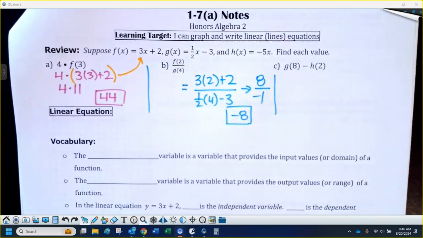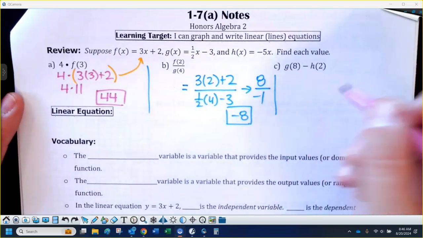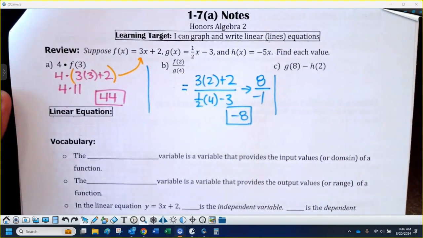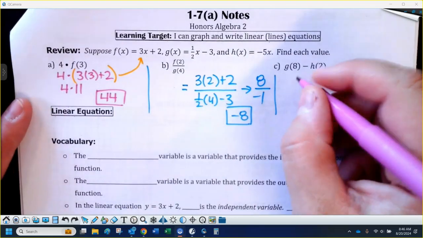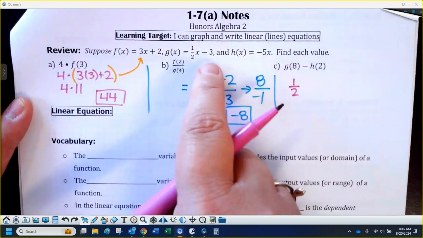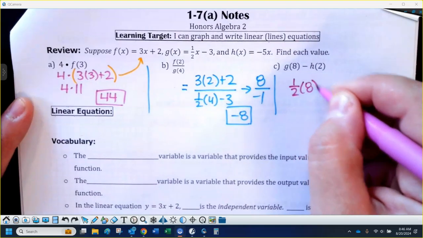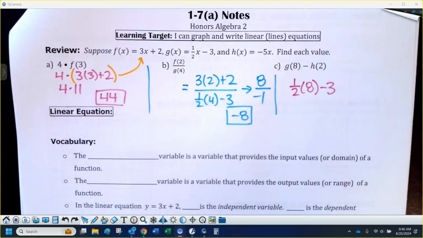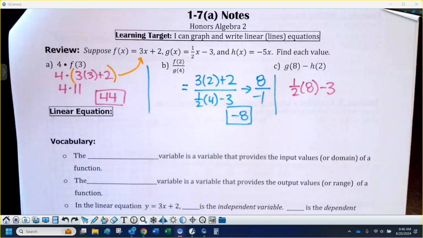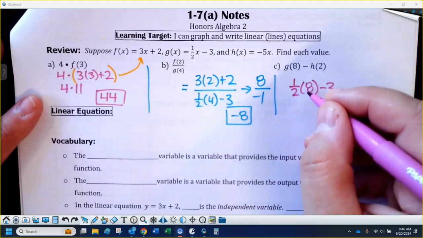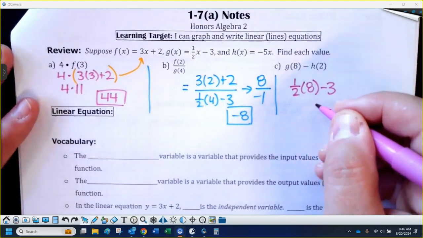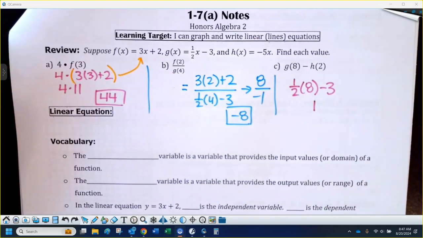Okay, now we're going to try one more. So what would you do to find g of 8? Oh my, you guys are so quiet. Okay, so g of 8, you got the 1/2 x minus 3, right? Everywhere you see an x, just replace it with an 8. Now, what you should do, though, get this down to one number before you do the subtraction, because you just want whatever the g of 8 is. That's your input. This is our output. So 1/2 of 8 would be 4 minus 3 would simplify that down to 1.